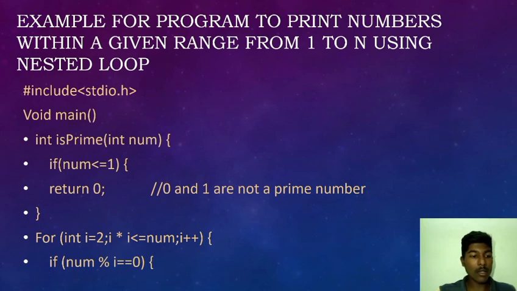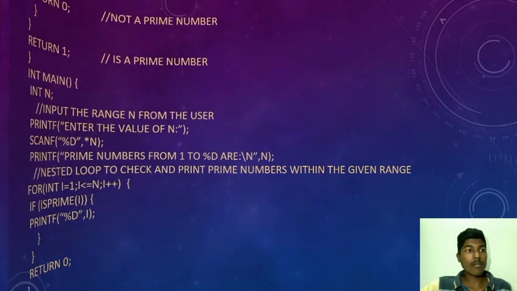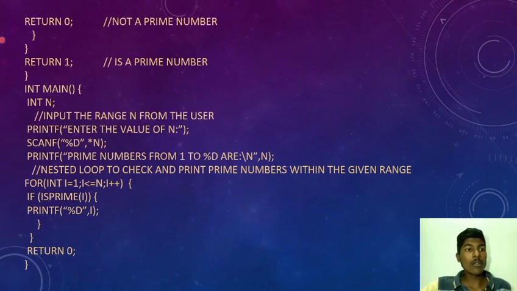Open the brace. If num modulus i is equal to 0. Modulus means it gives the answer as a remainder. Example: 4 divided by 2. The modulus of 4 divided by 2 is 0, which is the remainder. Now opening the brace. Now return 0, not a prime number.